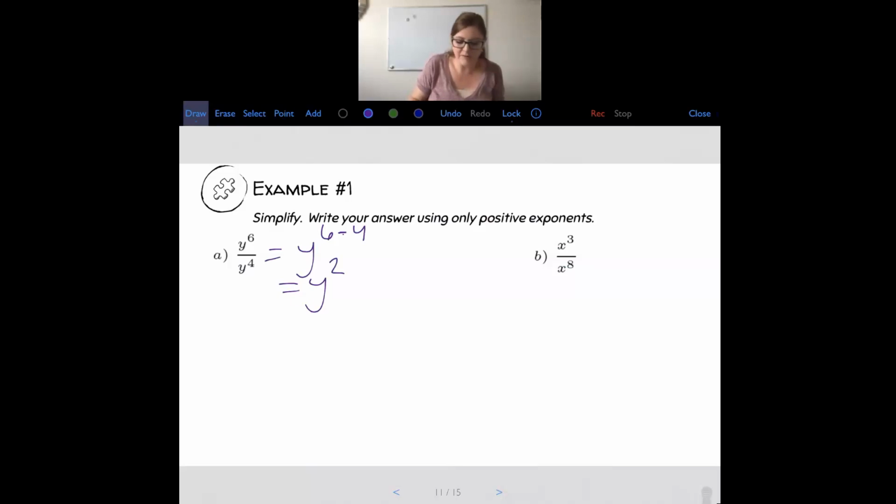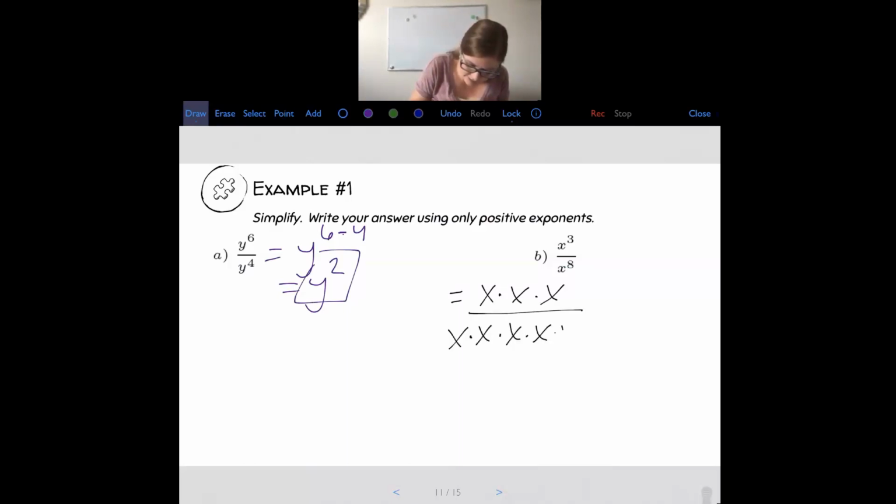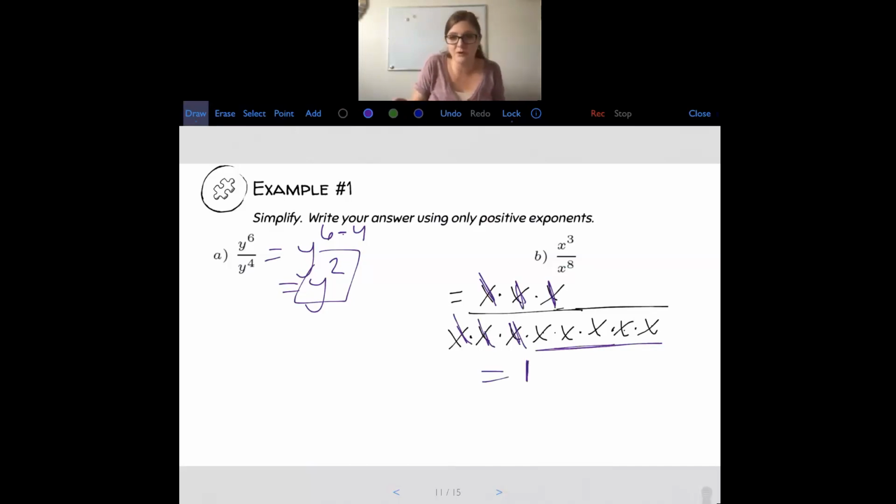Okay. For part B, I'm going to do that one in two ways. So first, I'm going to write it out. X to the third over x to the eighth. 3, 4, 5, 6, 7, 8, and let me just count. Okay, so we have some common factors. Notice all of our x's are left on the bottom. So there's a 1 on top, because those don't go away. They're not becoming zeros, they're becoming ones, over x to the fifth.